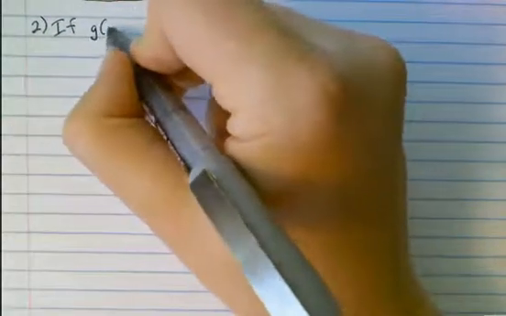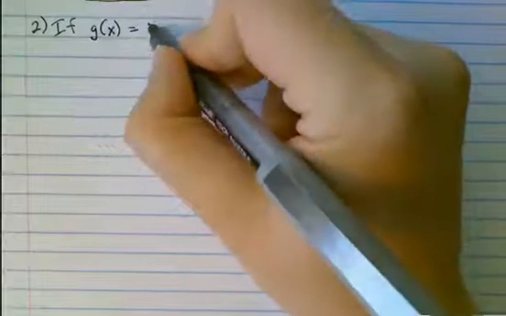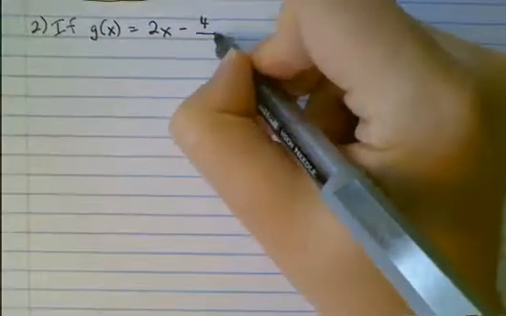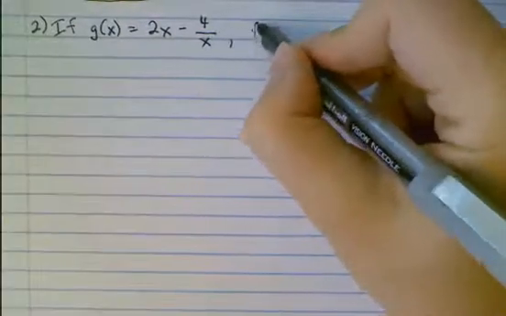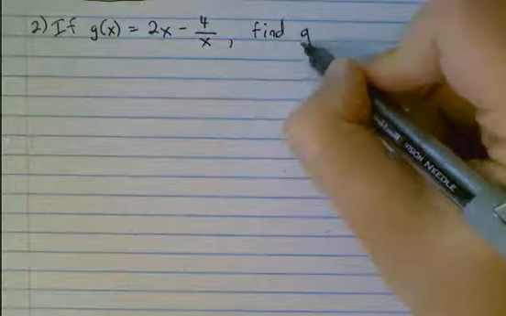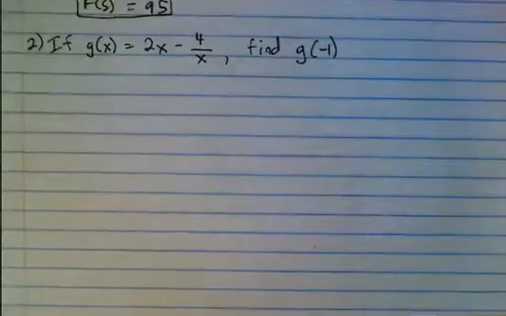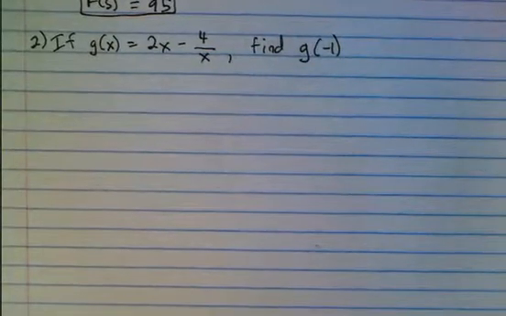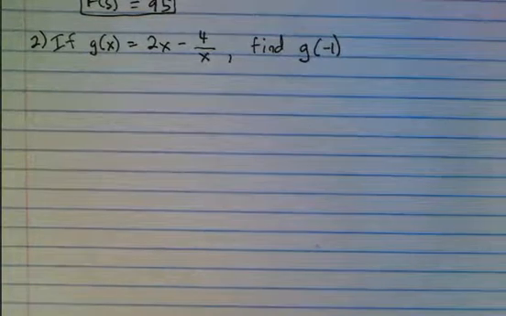If, let's call it g of x this time, equals 2x minus 4 over x, find g of negative 1. I'd like you to try this on your own for just a second, so pause the video. When you're ready, restart the video.